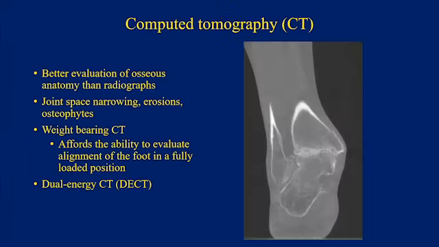So what else do we have available to us to evaluate these patients with arthritis? CT provides better evaluation of the osseous anatomy than radiographs. We can see joint space narrowing, erosions, and osteophytes. Weight-bearing CT, when available, affords the ability to evaluate the alignment of the foot in a fully loaded position. Cesar Netto, one of our former fellows who's now at Iowa, has done a lot of work on the use of weight-bearing CT in pre-surgical planning, especially in the setting of progressive collapsing flatfoot deformity. And we'll talk a little bit about dual energy CT.